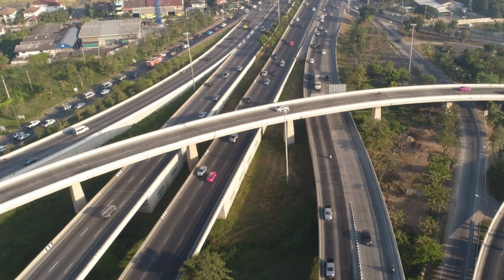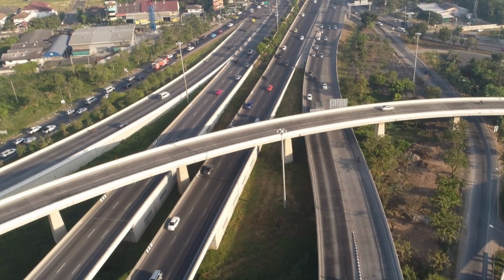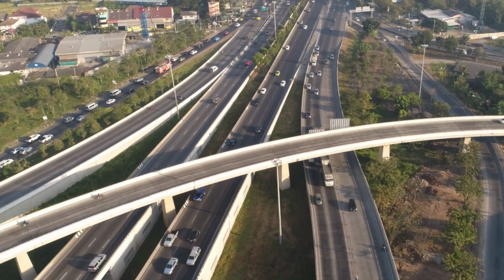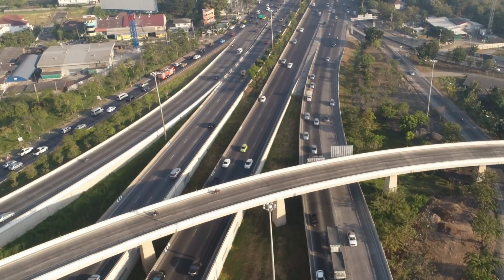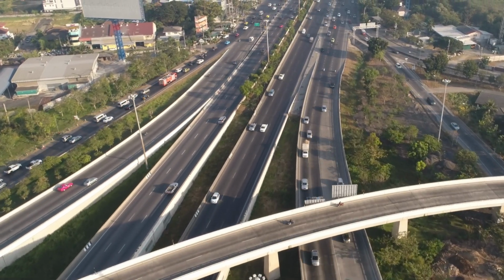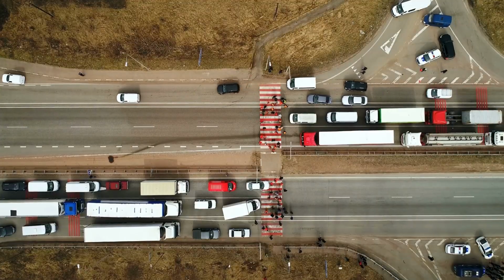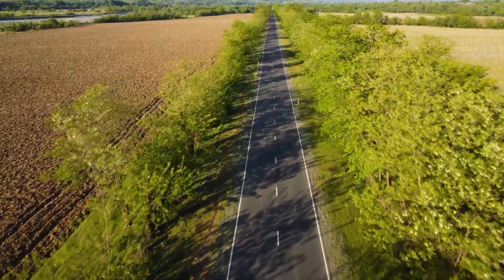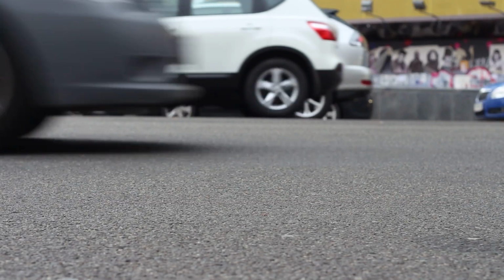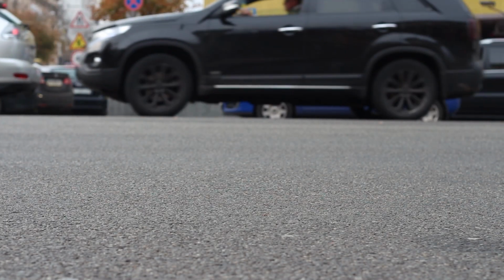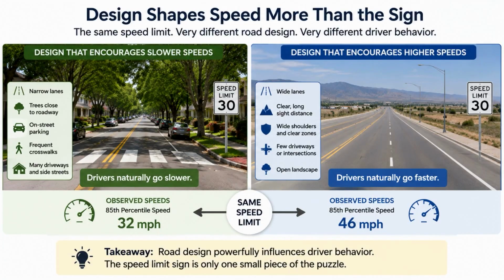Road design matters too. Wide lanes, gentle curves, long sight distances, and clear shoulders make drivers feel comfortable driving faster. Narrow lanes, parked cars, trees close to the roadway, and frequent intersections naturally encourage slower speeds. In many cases, changing the design of a road has a greater effect on driving speed than changing the number on a sign.